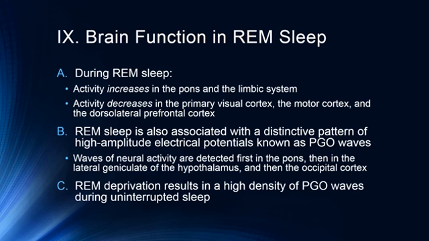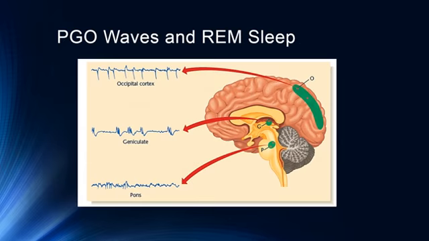as we've talked earlier. REM deprivation results in a high density of PGO waves during uninterrupted sleep. What's happening is what we call REM rebound. So if you're deprived of REM sleep, either through overall sleep deprivation or because you have slept without REM sleep, and sometimes things like alcohol or certain drugs can inhibit dreaming, and as a result you will experience what's called REM rebound. If you ever laid down to go to sleep and instantly started dreaming, that's the phenomenon of REM rebound. So these PGO waves during REM sleep come again from the pons, the LGN, and the occipital cortex.